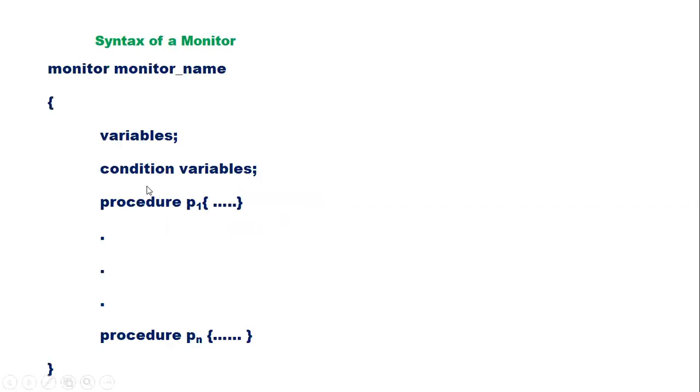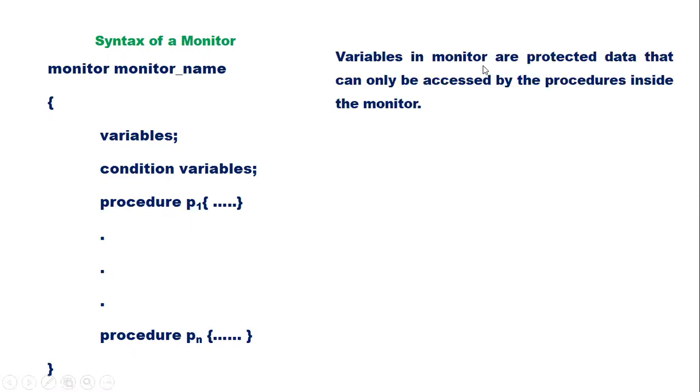So here is the syntax for the monitor. This is a class-like construct. Monitor, this is the monitor name, and this encapsulates both variables and the procedures that operate on these variables. In addition to the variables that hold the shared data, there are special variables known as condition variables also. Variables in the monitor are protected data that can only be accessed by the procedures inside the monitor.